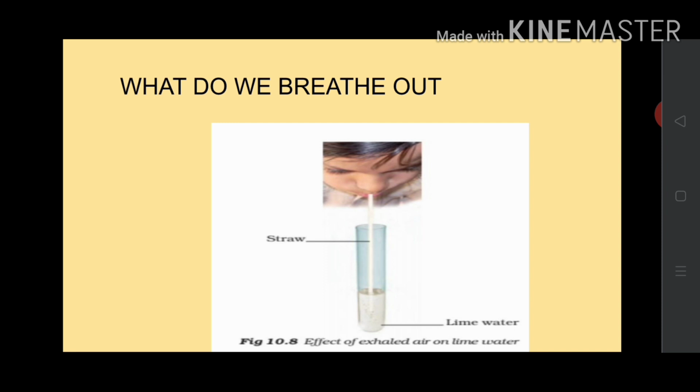By doing this activity, it is clear that when we breathe out, when we exhale, we release carbon dioxide.